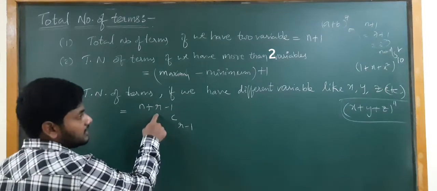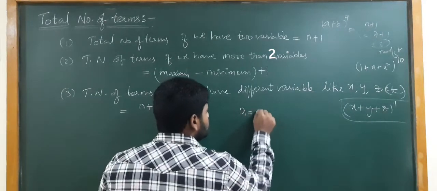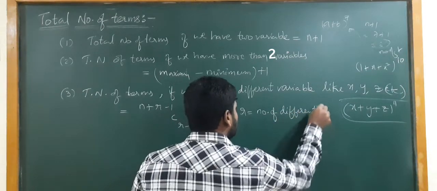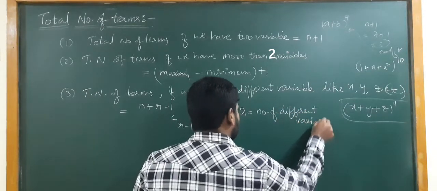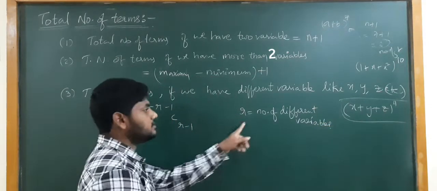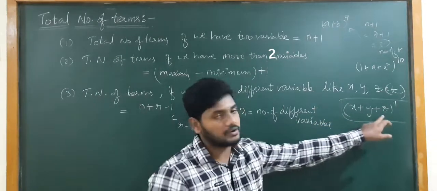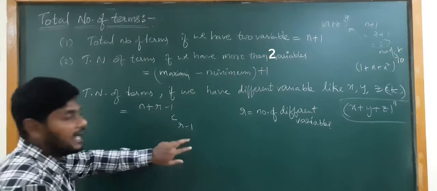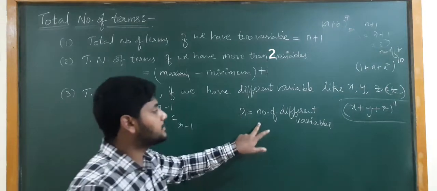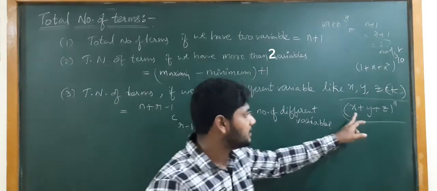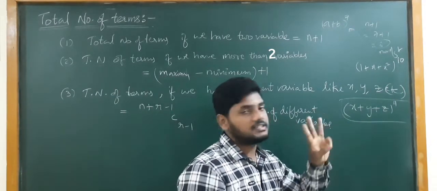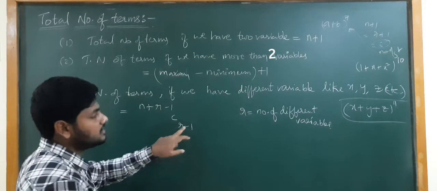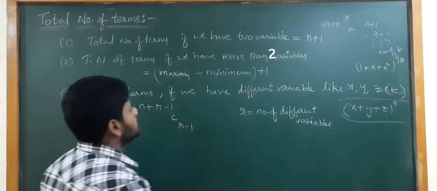Here what is r? r means number of different variables. According to this, we can find how many terms are in this expansion. The formula is n plus r minus 1 C r minus 1. r represents number of different variables. How many different variables do we have? x, y, z. 3 different variables. So the formula is n plus 3 minus 1 C 3 minus 1. Like that we need to do.